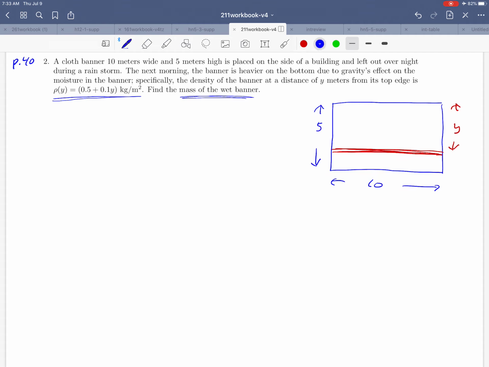Okay, and we'll start by trying to come up with an estimate for the mass of just that one strip that we sliced off here. So I'm going to label that. You'll hear me use the word strip of the banner. I'm just talking about this little slice that we took here. Okay, what would the approximate mass of just that one slice be?